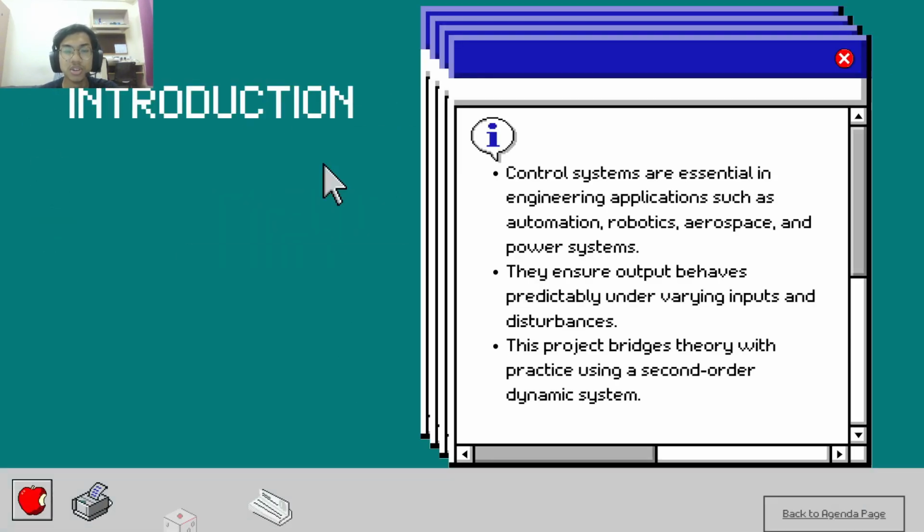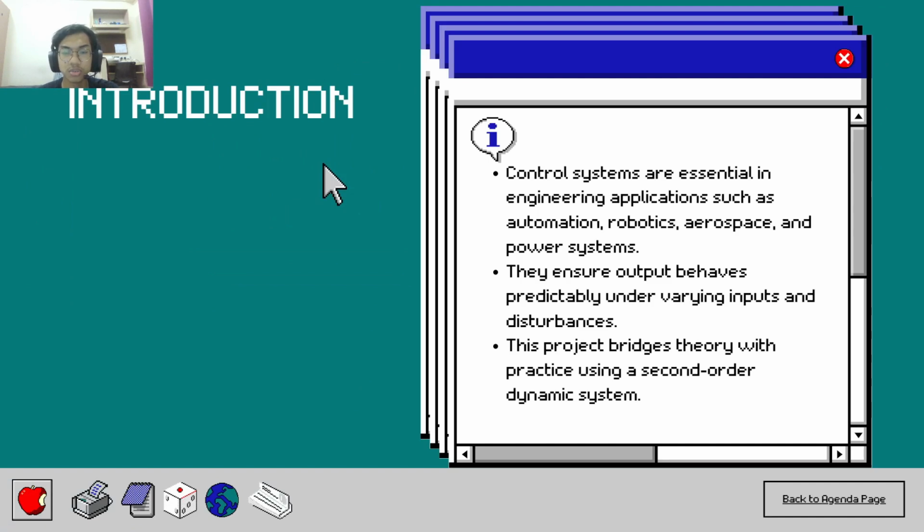Let's begin with a short introduction. Control systems are critical in engineering fields like automation, robotics, aerospace, and power systems. Their main role is to make sure that output remains predictable even when there are changes or disturbances. In this project, we explore how theory connects with practical applications using second-order dynamic systems.